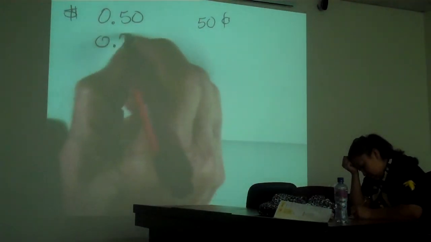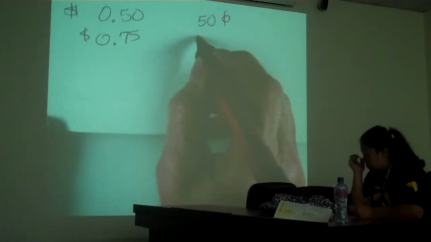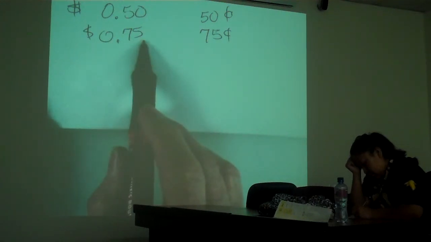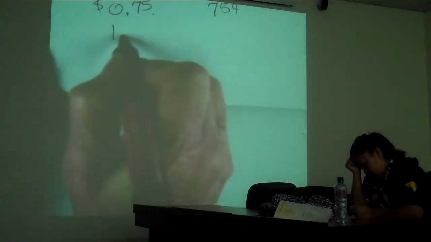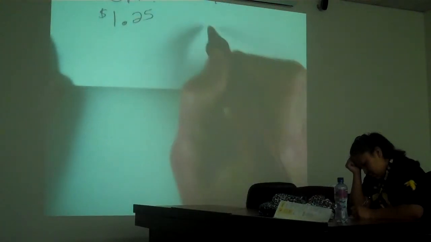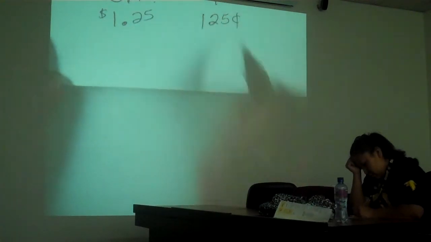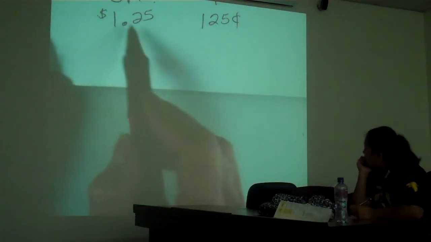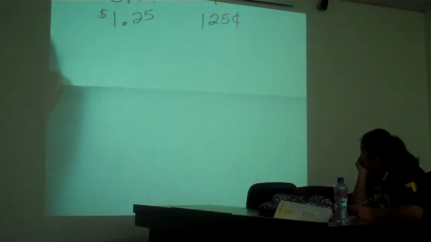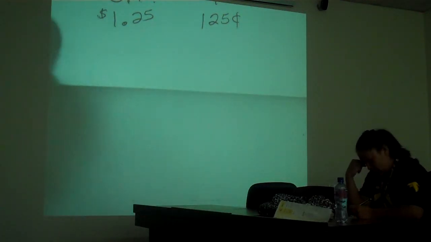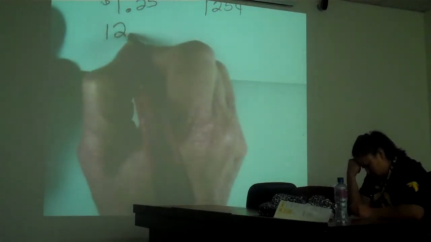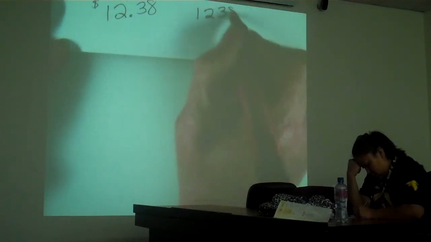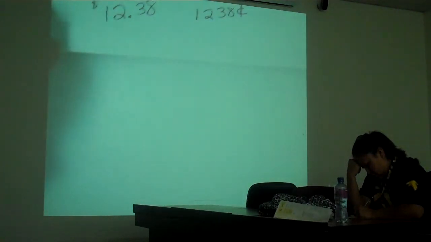If it was 0.75, 75 cents. Okay, so you moved it 2 times to the right, actually. Okay, if it was 1.25, that would be 125 cents. Okay, so to change it from dollars into cents, all you got to do is move your decimal 2 times. So if it was $12.38, it'd be 1238. 1,238 cents, right?